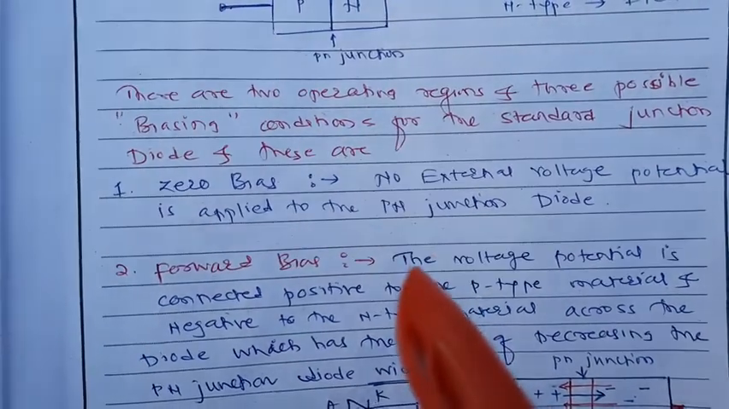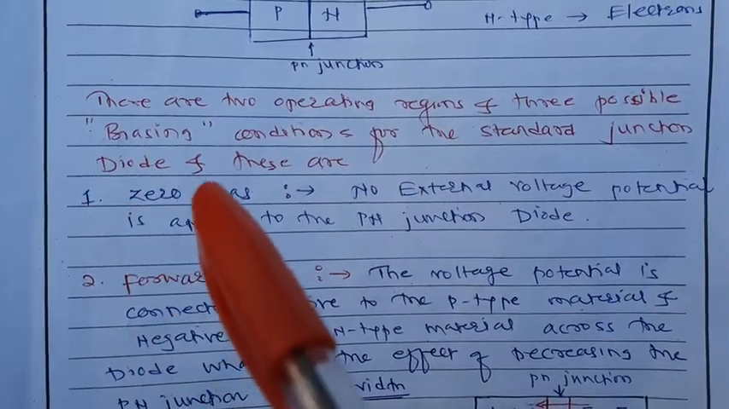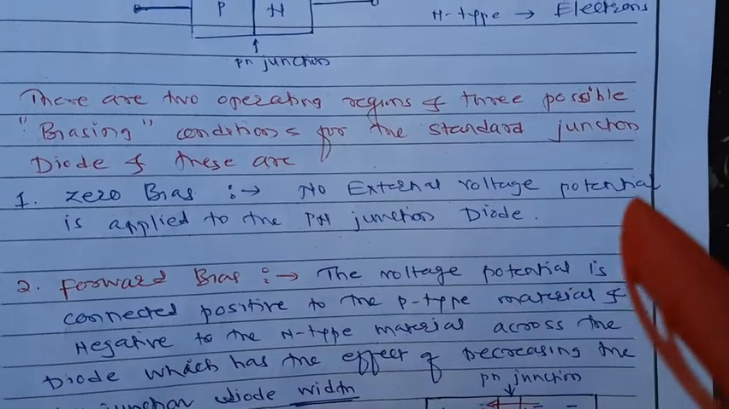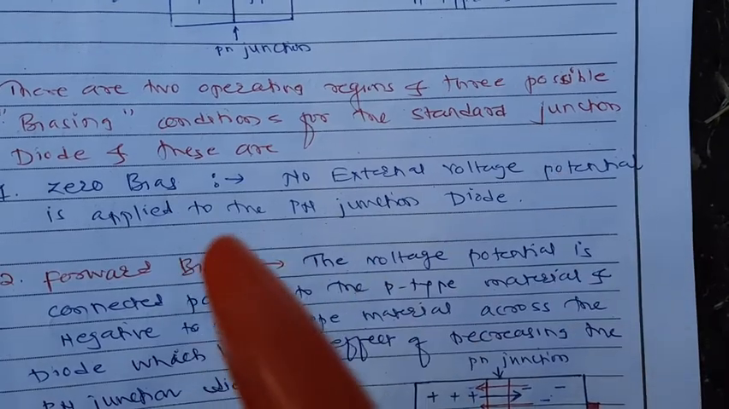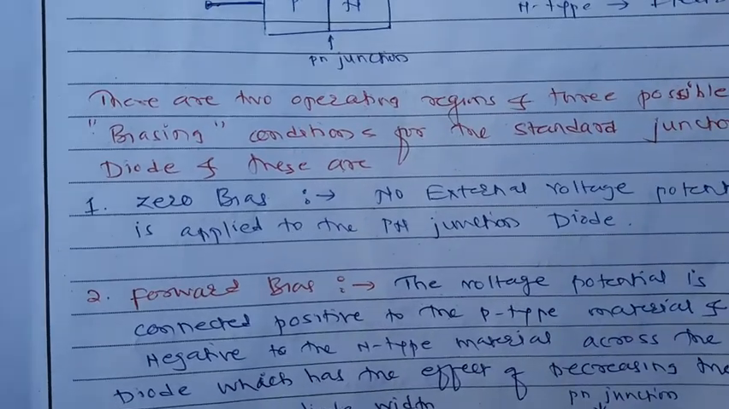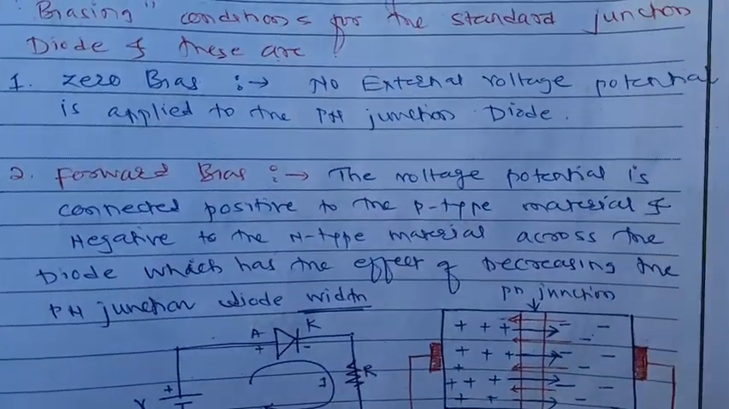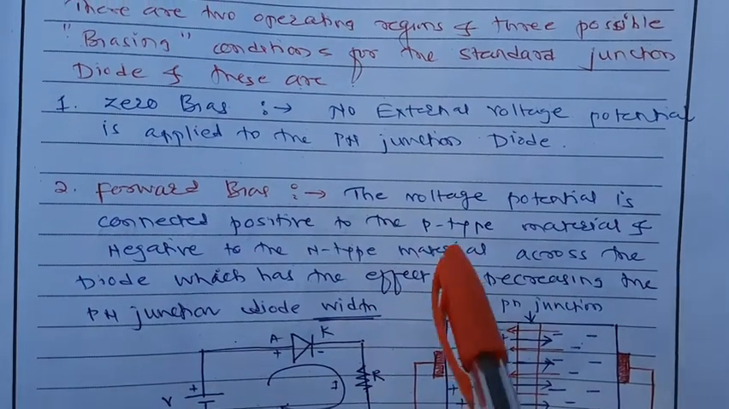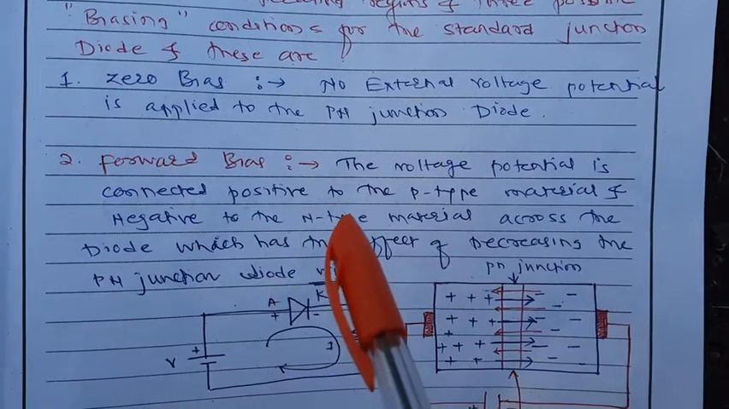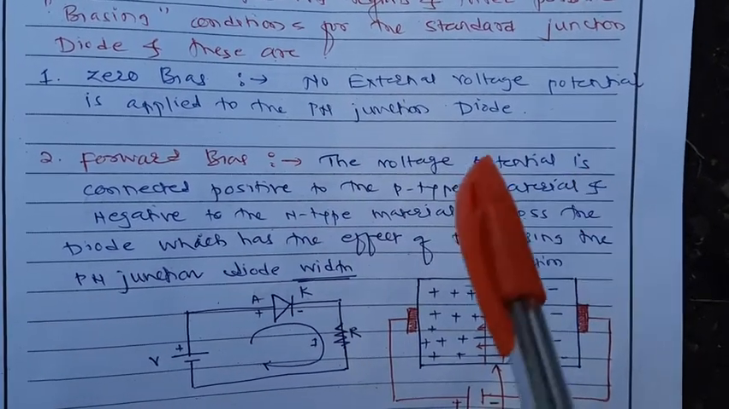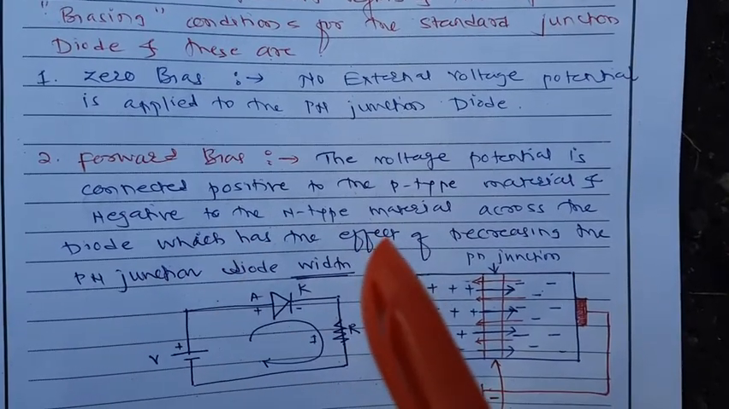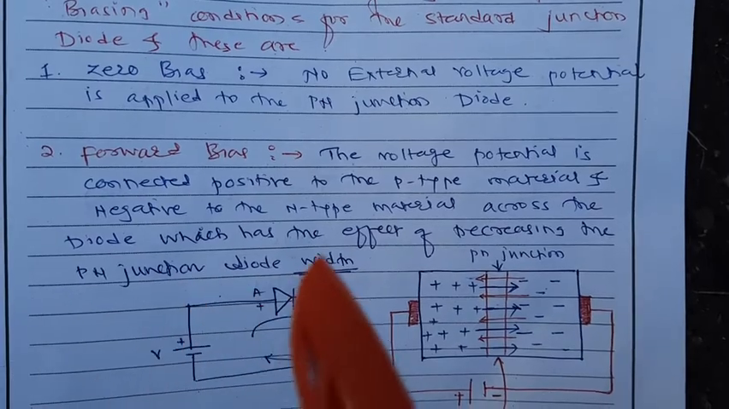So let us see one by one. The first one is zero bias. In zero bias, no external voltage potential is applied to the PN junction diode. The second one is forward bias. The voltage potential is connected positive to the p-type material and negative to the n-type material across the diode, which has the effect of decreasing the PN junction diode width.